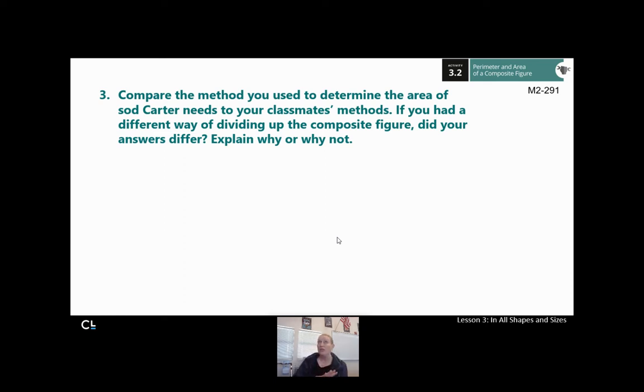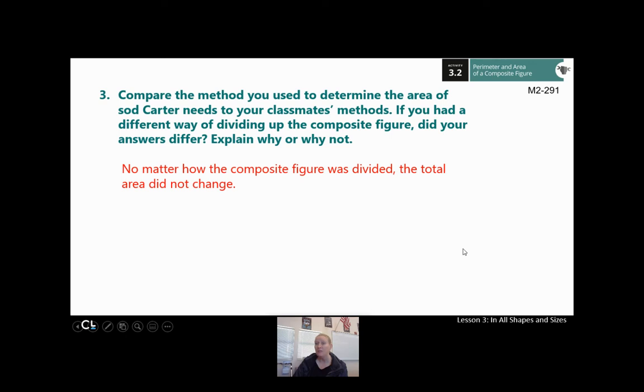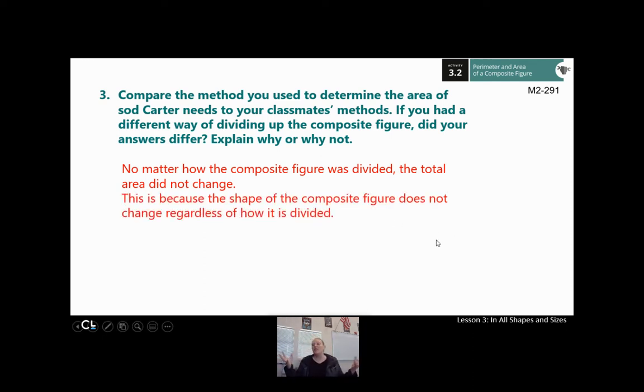So hopefully, if you chopped yours up differently than I sliced up mine, you should have still gotten the same area. The total area should not have changed. Your pieces may look different, and you may have had different areas for different pieces, but when you added them all together, you should have gotten 178, just like I did. And this is because the shape of the whole figure didn't change, right? It doesn't matter how I chopped it up or how you chopped it up. The whole thing itself is still the same no matter how we divided it up. So we should have still gotten the same area.